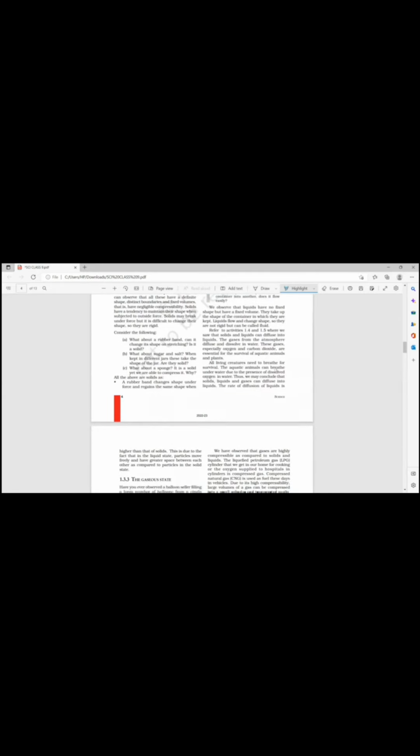The rate of the diffusion of the liquids is higher than that of the solids. This is due to the fact that the liquid state particles move freely and have the greater space between each other as compared to the particles in the solid state.